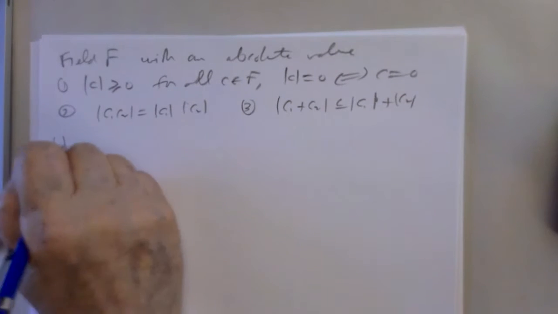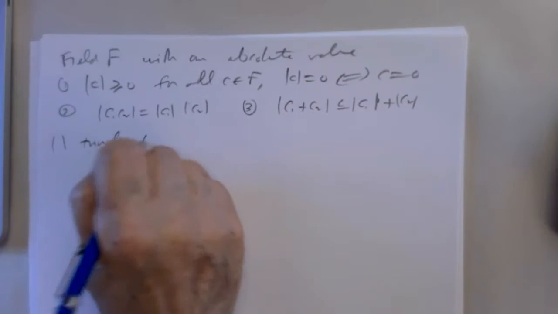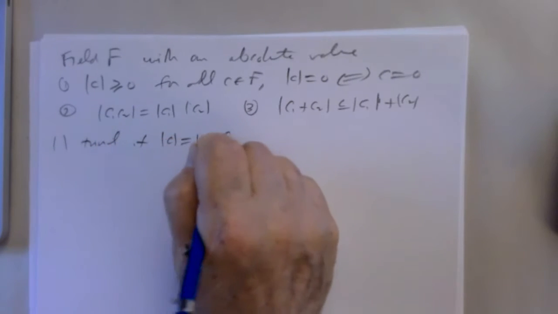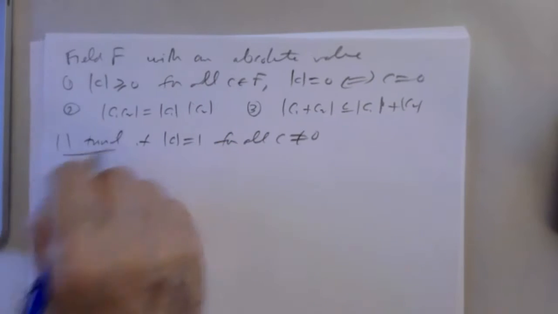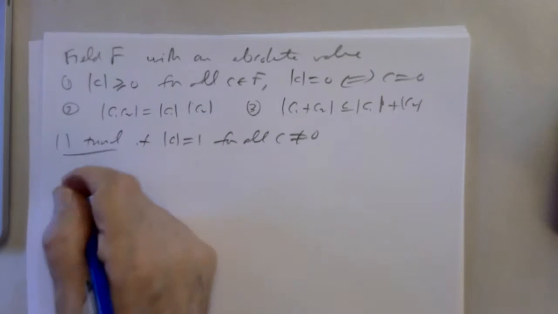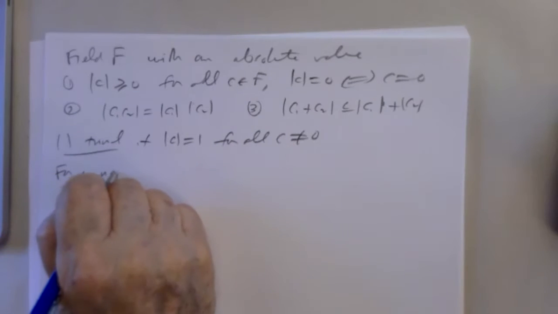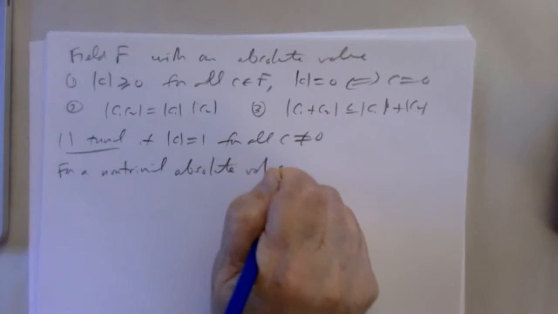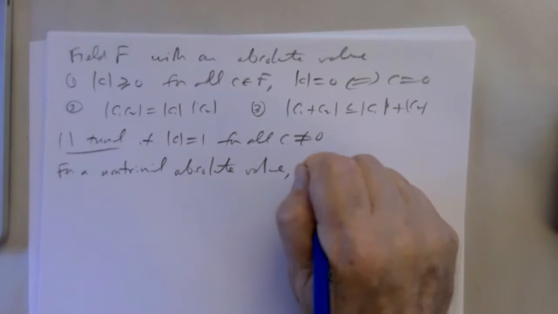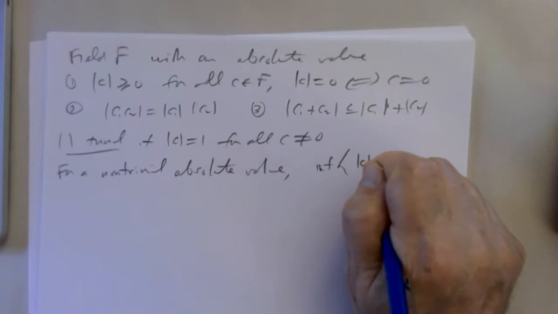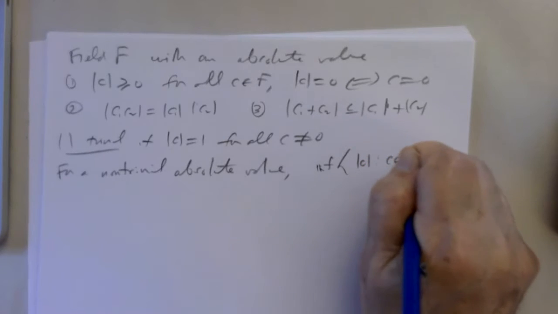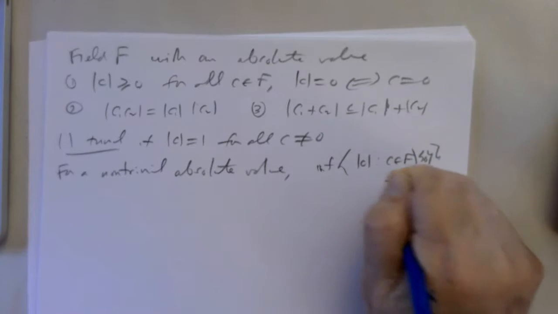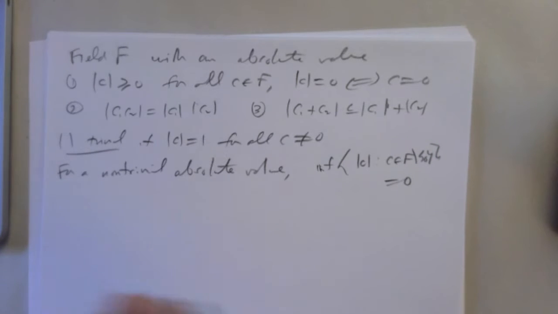And the absolute value is trivial if the absolute value of C is equal to one for all C different from zero. And I'm only interested in non-trivial absolute values. For a non-trivial absolute value, if you take the inf of the absolute values of all the elements different from zero, that's equal to zero. That is, there are non-zero elements, well, obviously non-zero, with arbitrarily small absolute values.